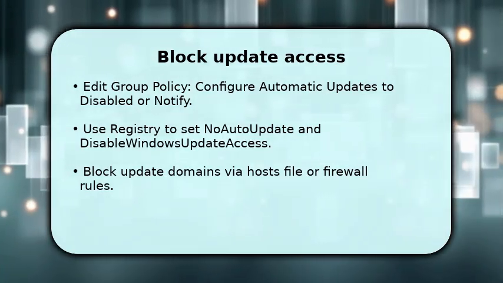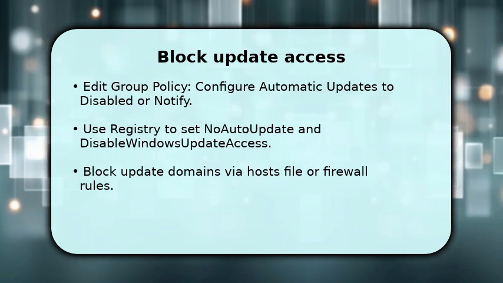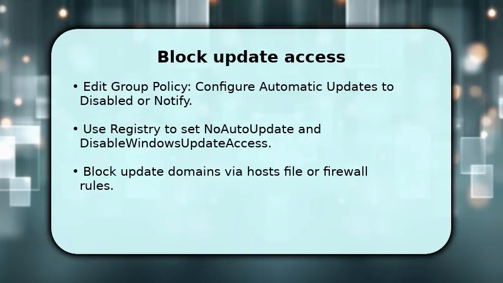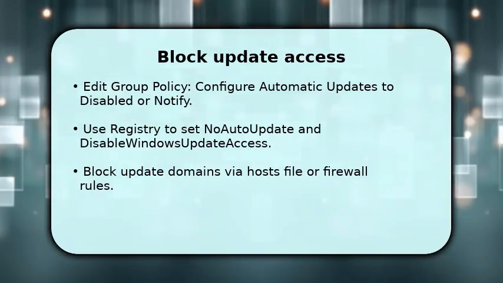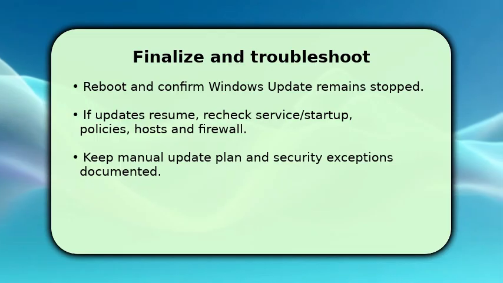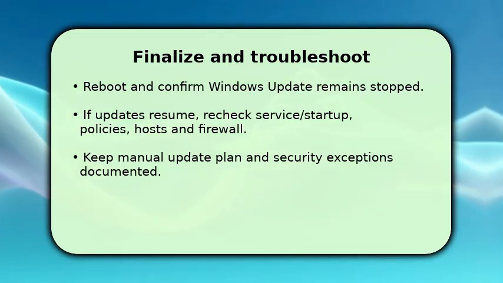After that, block Windows Update domains and endpoints by adding entries to the hosts file or creating outbound firewall rules, which prevents contact with update servers. Finish by rebooting and verifying the Windows Update service stays disabled and no download activity occurs. Use Services, Task Scheduler, and Settings, Update and Security to confirm status.